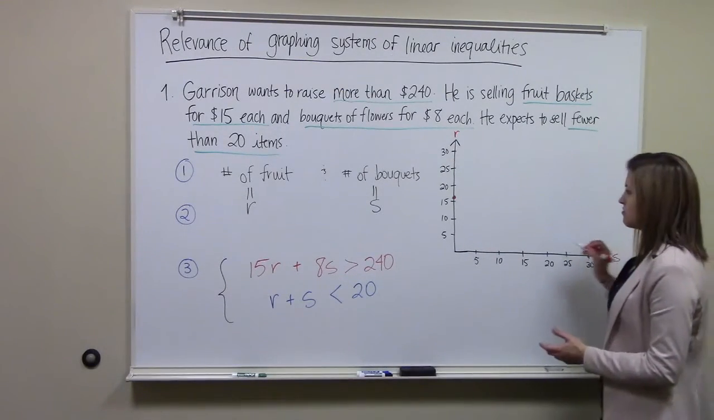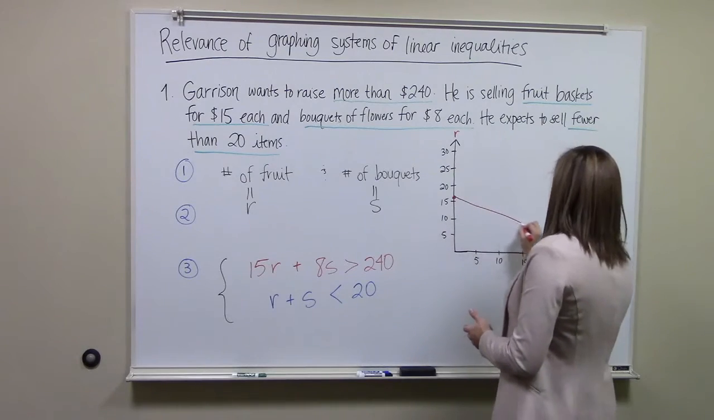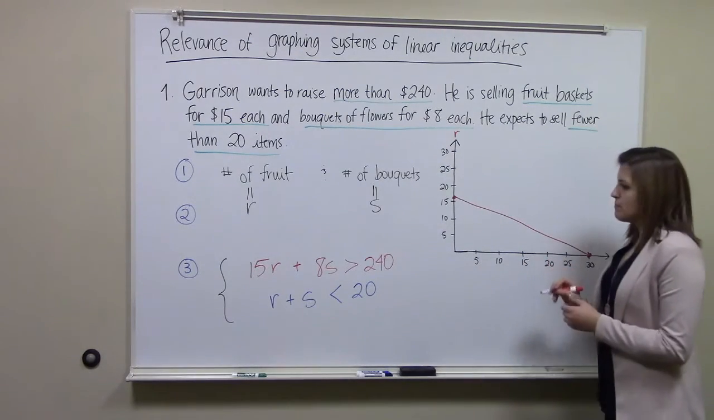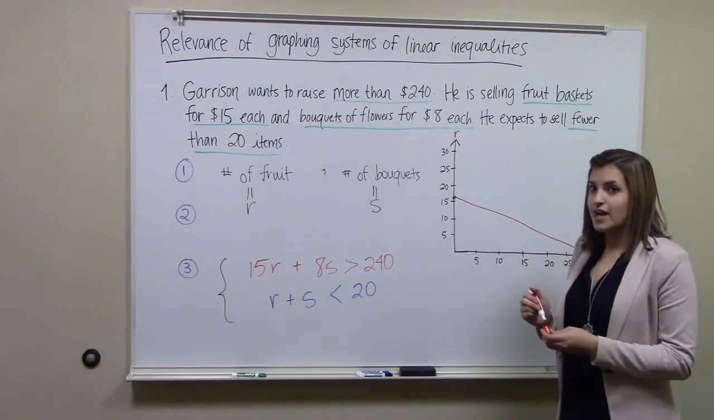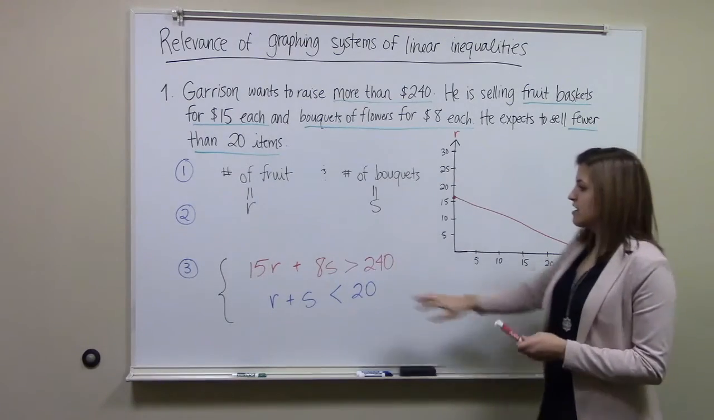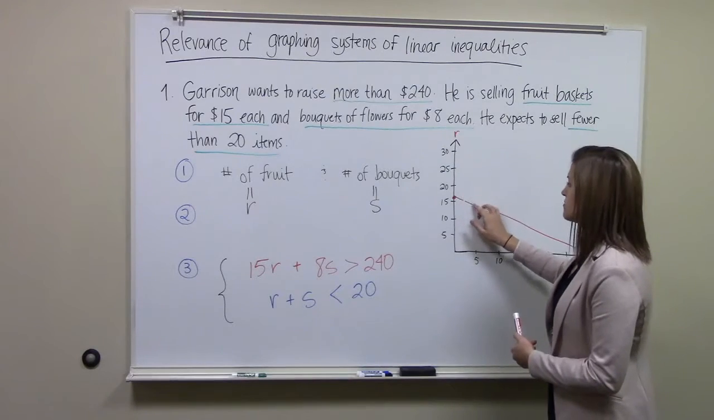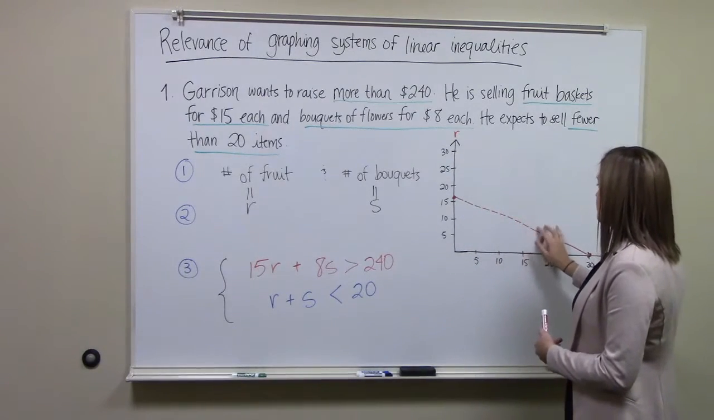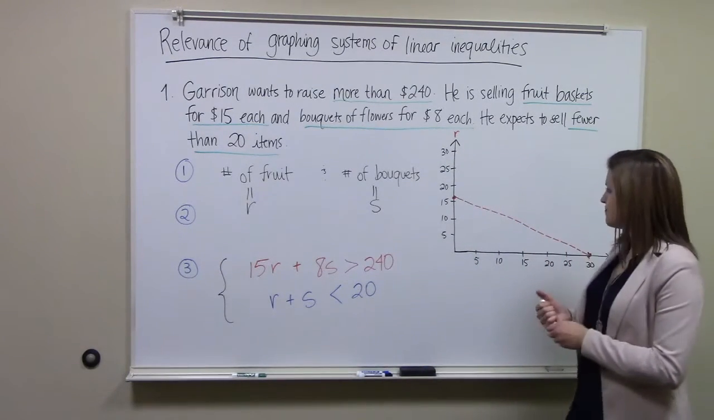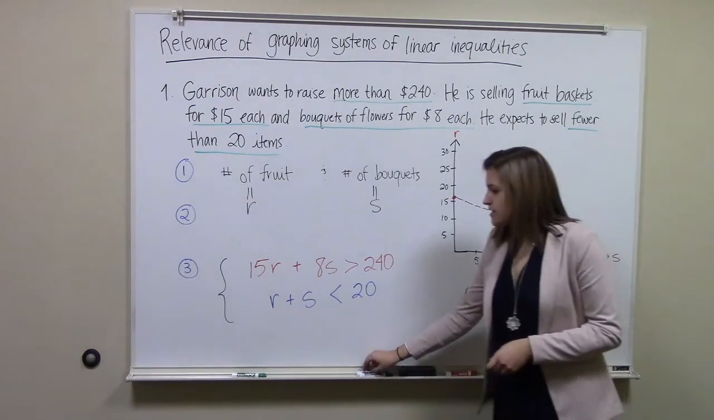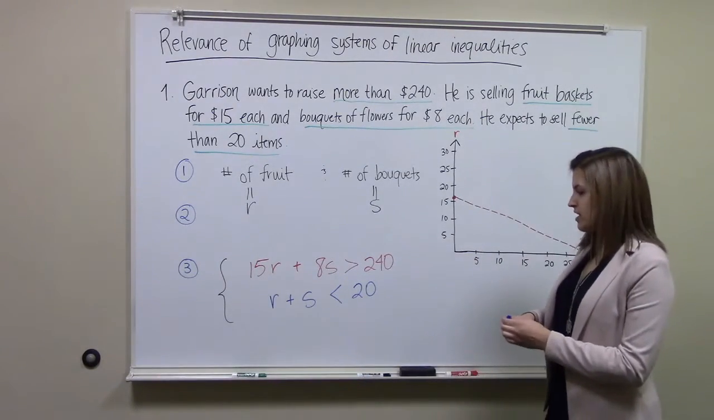And now that I have my 2 points, I can connect them in a line. But that line I'm going to have to do something to, because remember, I don't have greater than or equal to, I just have greater than. So my boundary is going to be dotted. Dot my line. All right. And I can graph my second inequality.